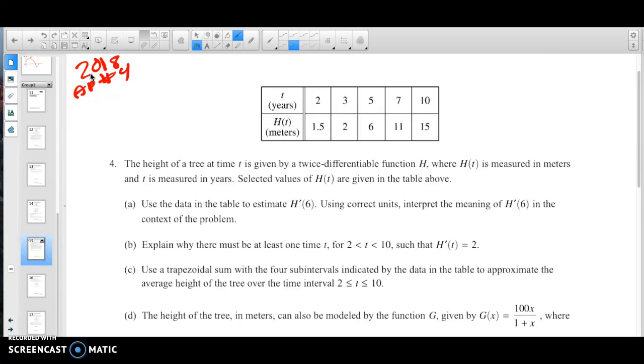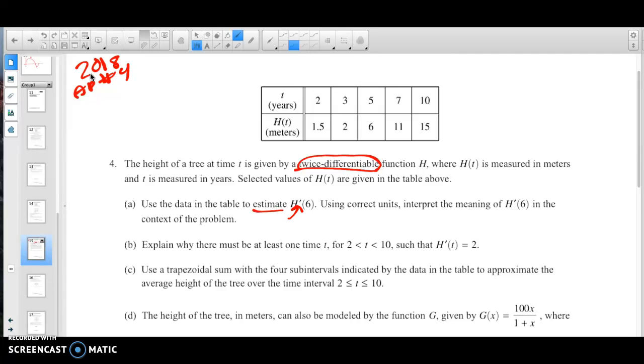The height of a tree at time t is measured by the twice differentiable function h. It just means it has a derivative, and this derivative has a derivative, where h is measured in meters and t is measured in years. Remember, twice differentiable just means smooth. It means it's smooth, its derivative is smooth, and the one before is smooth as well. Several values of h of t are listed above. Use the data in the problem to estimate h prime.